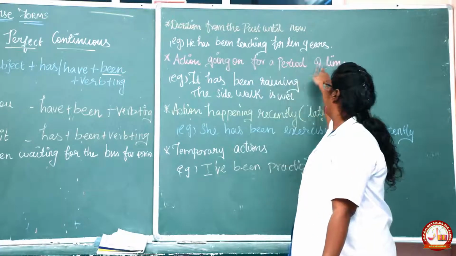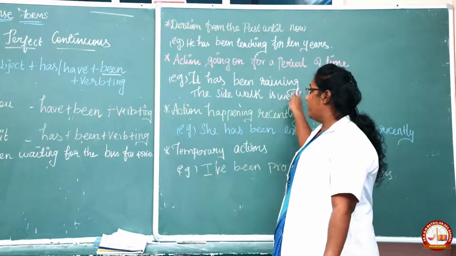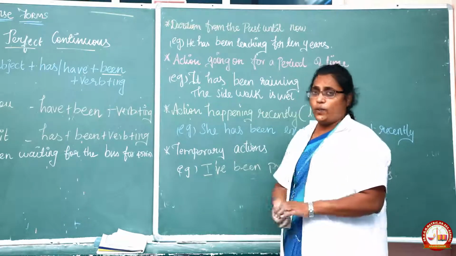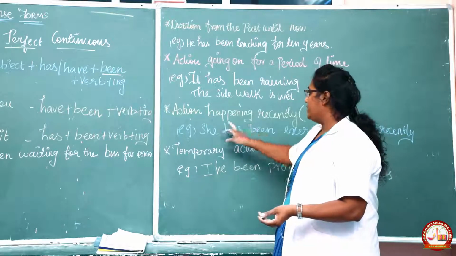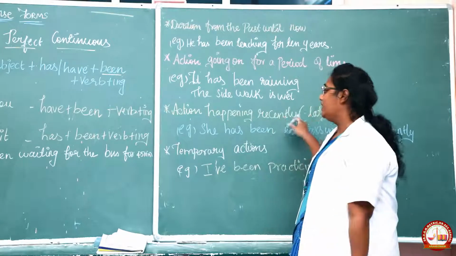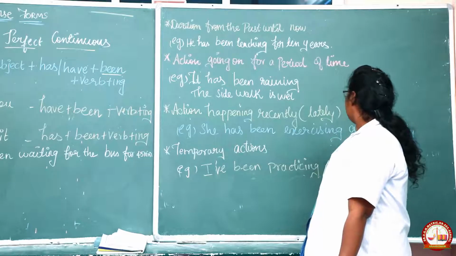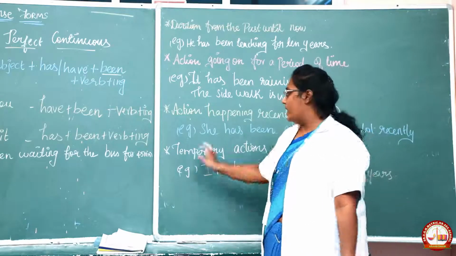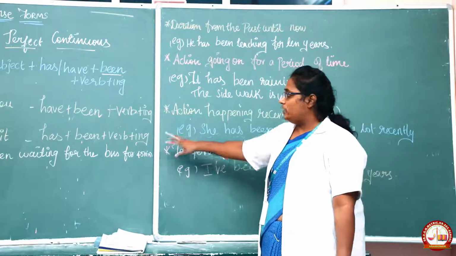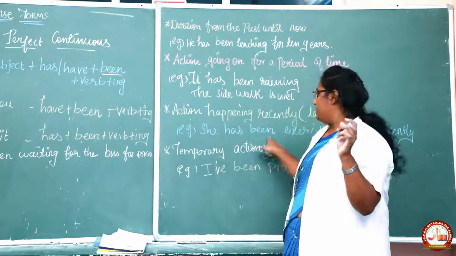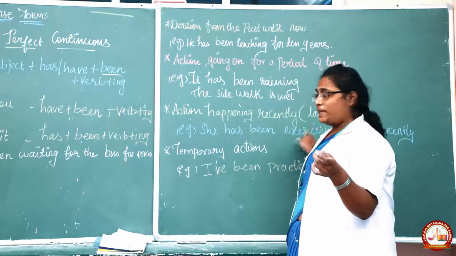Action going on for a period of time. "It has been raining, the sidewalk is wet." It has been raining, still it is in process. Next, action happening recently, that is lately: "She has been exercising a lot recently." As she is the subject here, what you have to have is has, then been, then exercise, the main verb, plus ing.